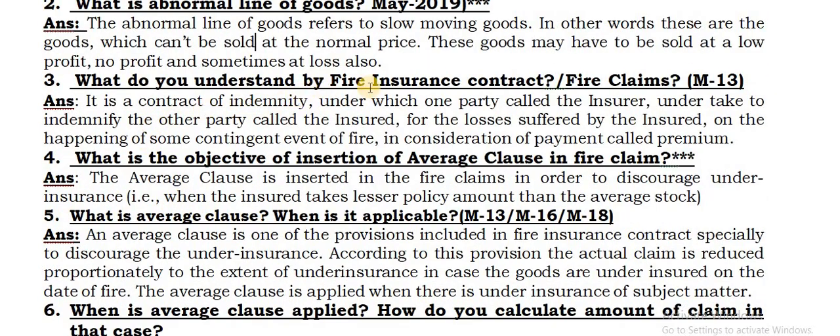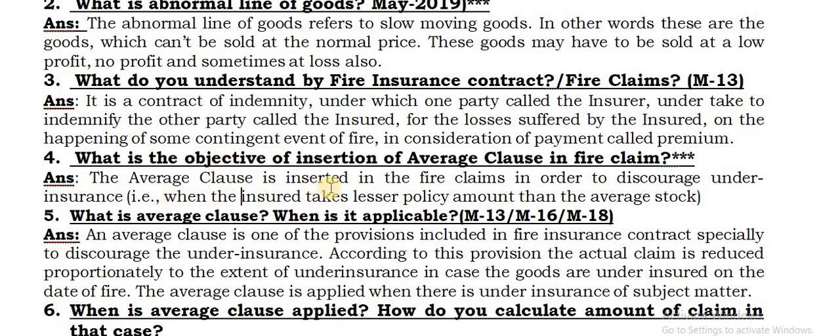What do you understand by fire insurance contract? I hope this is a simple one. You can know that. I have told you about the average clause here. What is the objective? Why is the average clause included? Okay, why is the average clause being included?